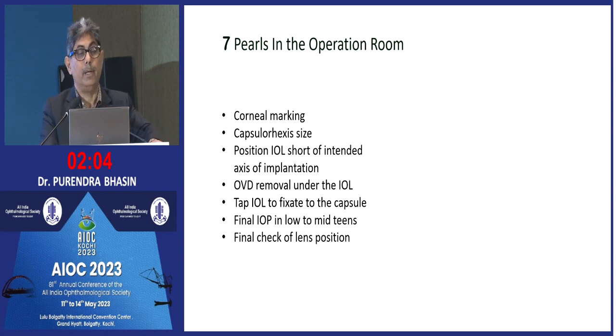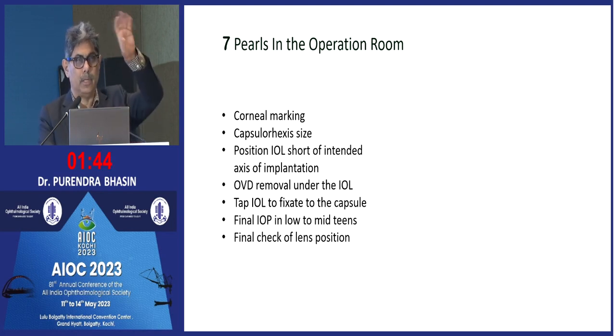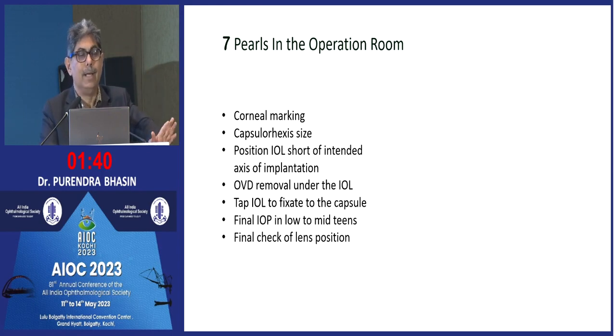So in the operation room, there are 7 pearls which should be taken into consideration. Corneal marking should be done, and the incision location has to be marked before. We should be very, very careful in the size of the capsular axis. It should not be too small, it should not be too large, it should cover 0.5 millimeter of the optic of the lens, and position the IOL short of the intended axis of implantation by 30 degrees.